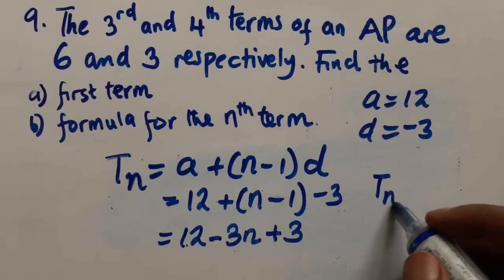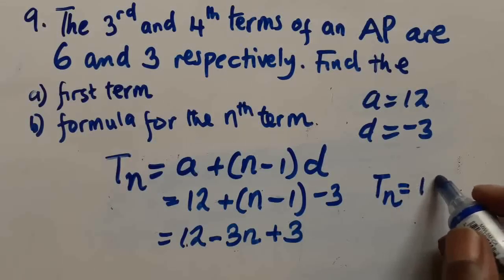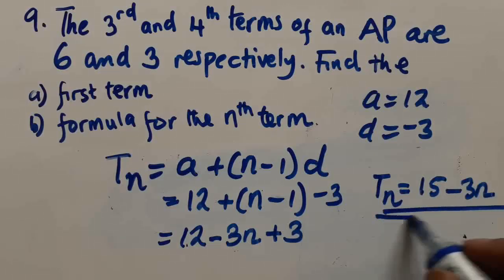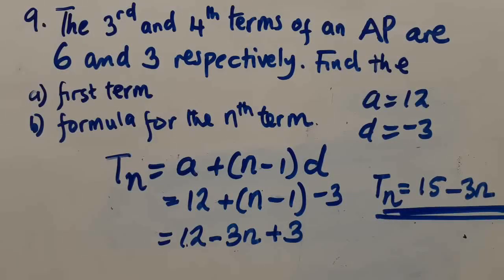t n is equals to 15 minus 3n. This is what is going to be the answer. All right. So we go to question 10 now.